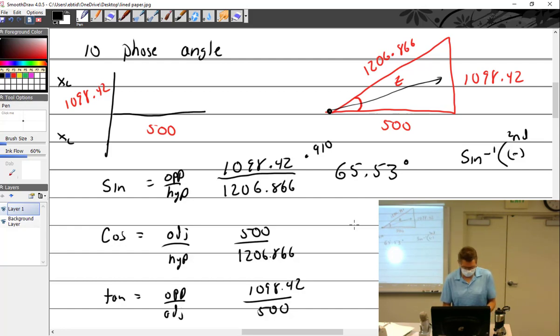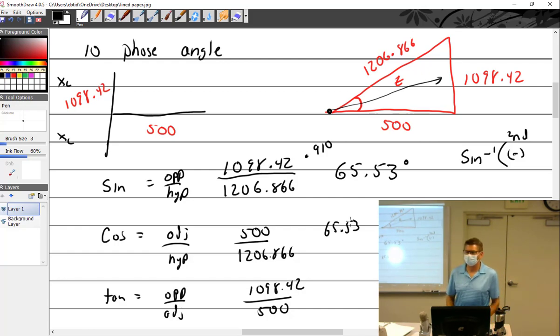Or we could do 500 divided by 1206.866 equals, and then second cosine, second answer, close parentheses, equals 65.53. Or opposite over adjacent, which I know will work out too. So it does not matter. You can choose any one of those.